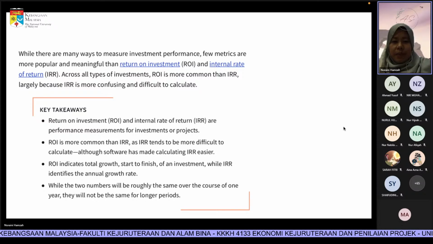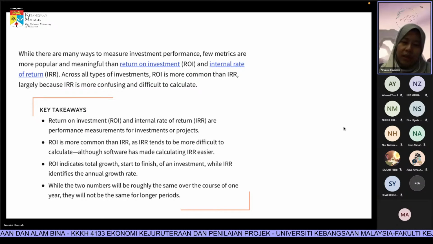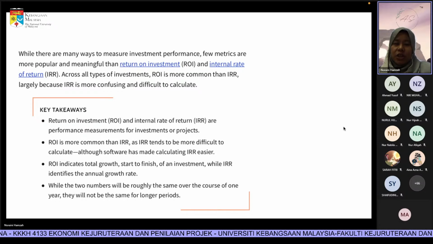So, apakah ROI? What is actually ROI? ROI is the return on investment. Okay. And certain tempat dia call it rate of return. Lebih kurang lah ROI adik-beradik lah tu. Okay. Interchangeably. Okay. And then IRR is internal rate of return. Tadi return on investment. It means that berapa percentage of return that you get from your investment.